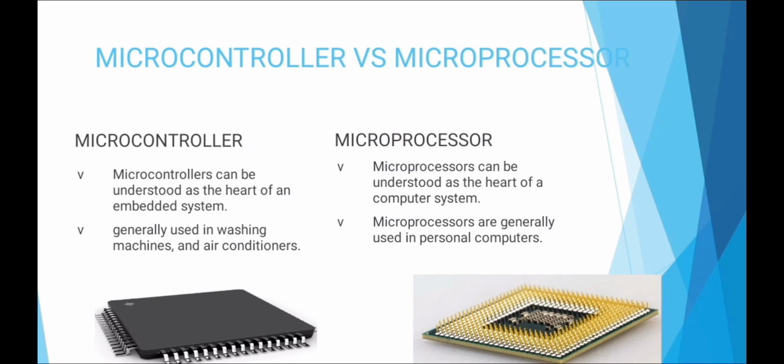Microcontroller versus microprocessor. Microcontroller. Microcontrollers can be understood as the heart of an embedded system. Microprocessor. Microprocessors can be understood as the heart of a computer system. Microcontrollers are generally used in washing machines and air conditioners, whereas microprocessors are generally used in personal computers.